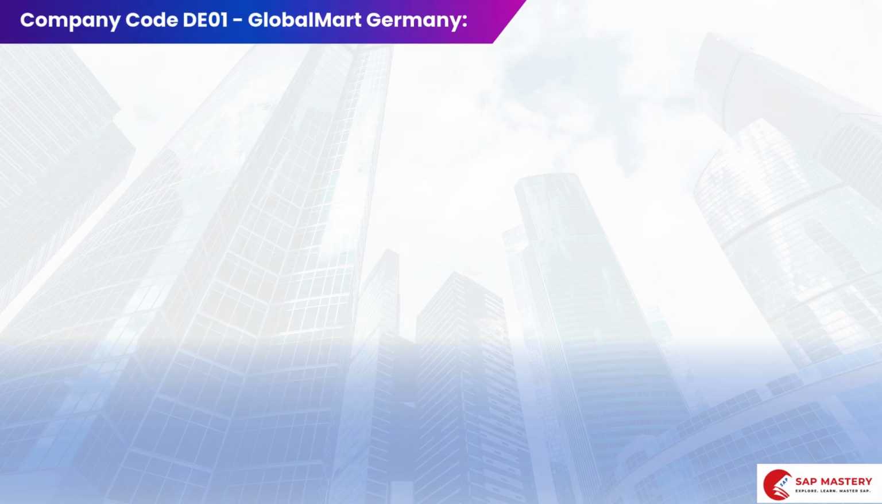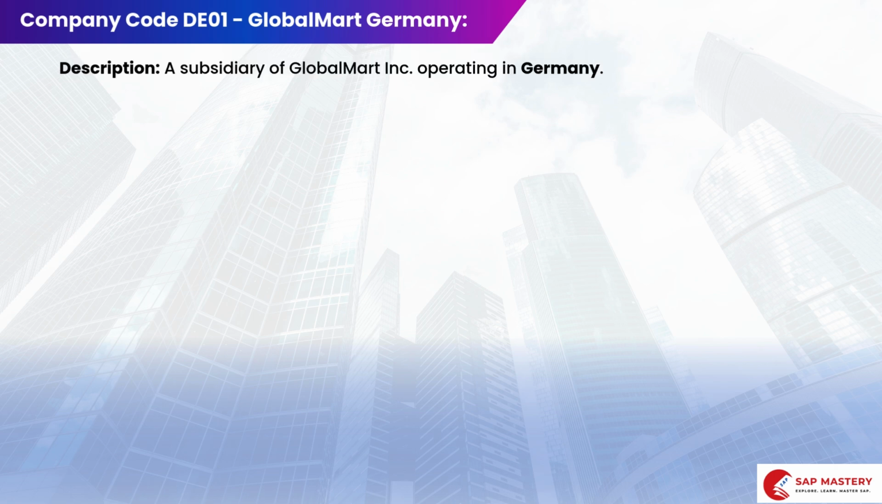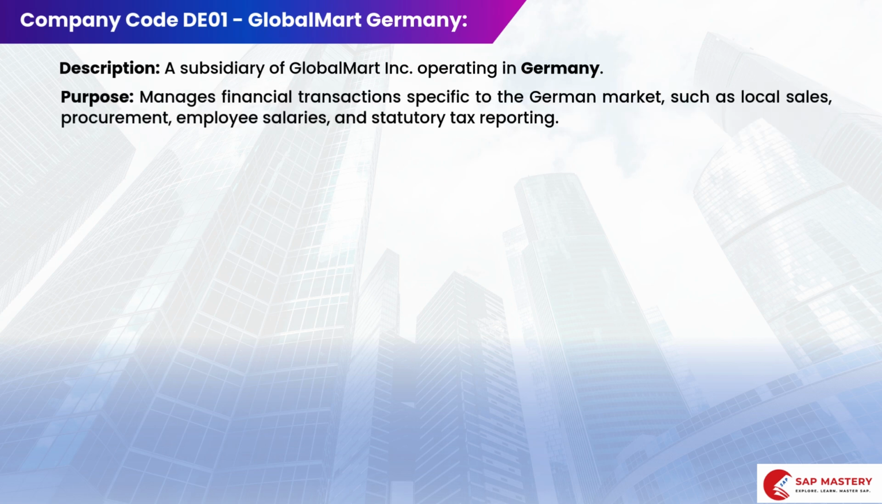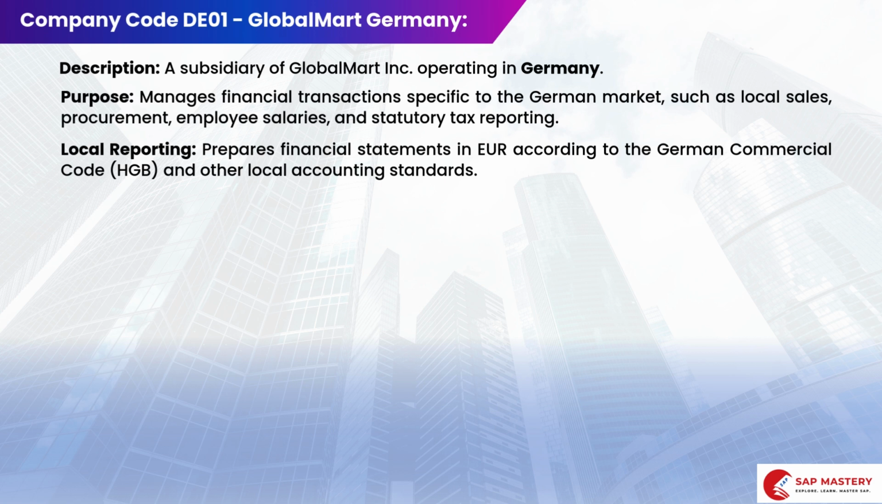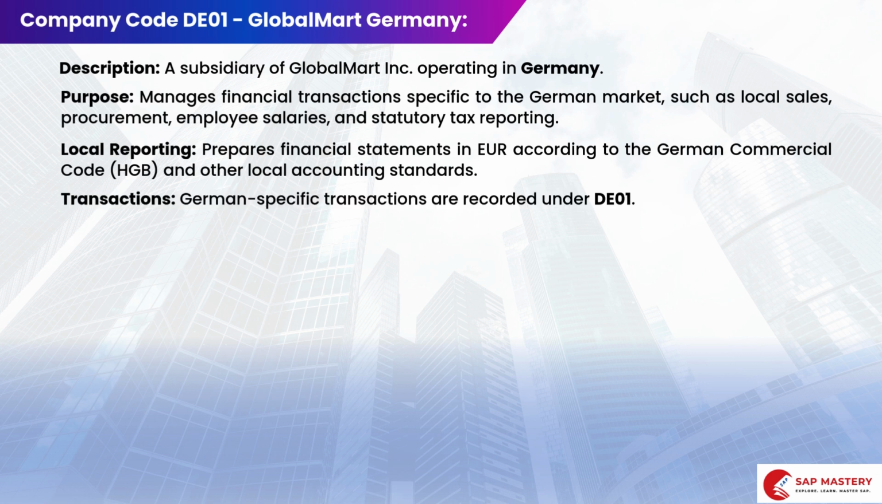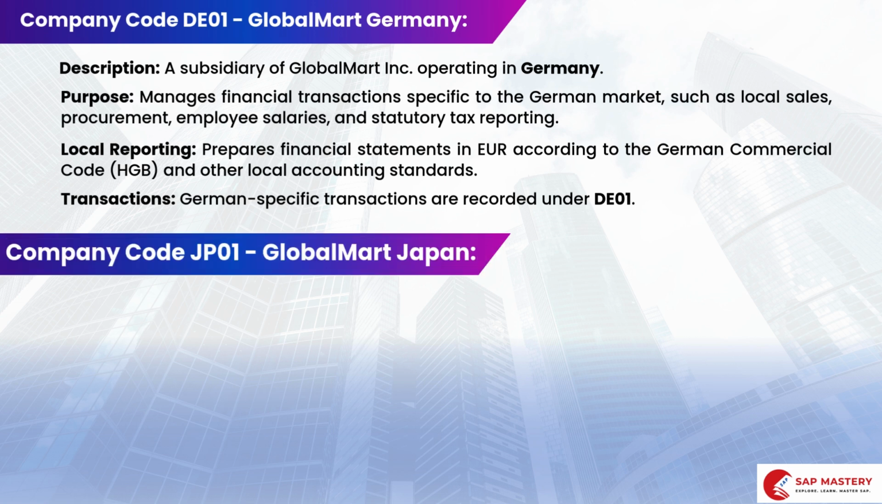Company code DE01, Global Mart Germany. Description: a subsidiary of Global Mart Incorporation operating in Germany. Purpose: manages financial transactions specific to the German market, such as local sales, procurement, employee salaries, and statutory tax reporting. Local reporting: prepares financial statements in euro according to the German Commercial Code, HGB, and other local accounting standards. Transactions: German specific transactions are recorded under DE01.